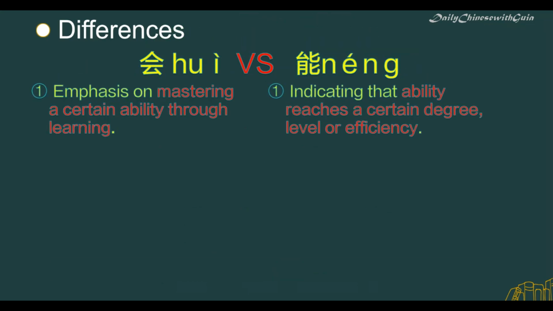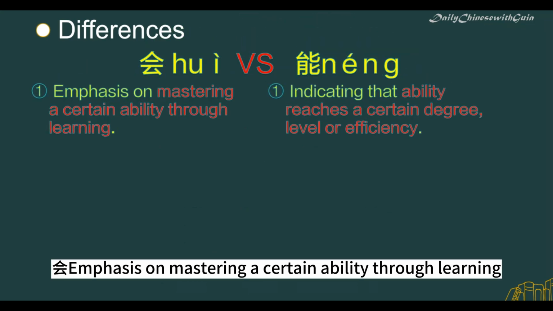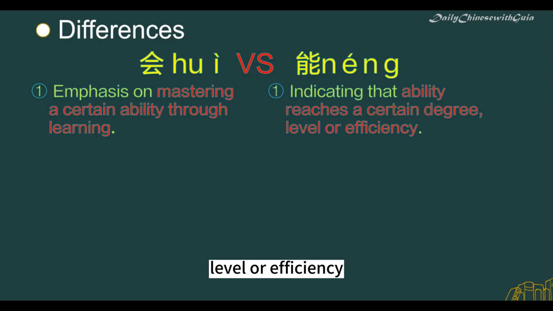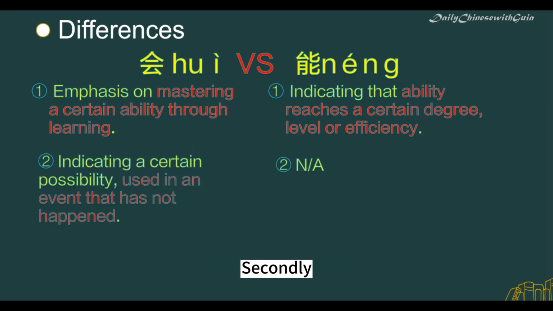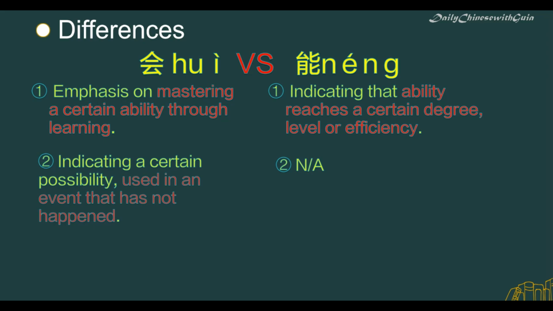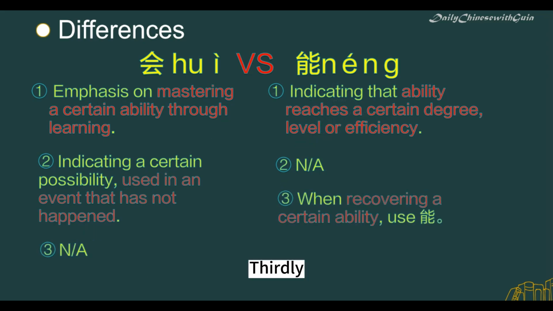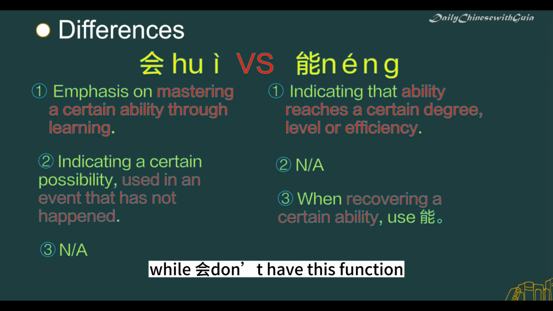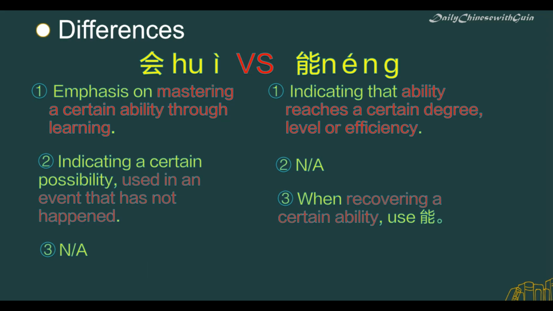Firstly, 会 emphasizes mastering a certain ability through learning, while 能 indicates that an ability reaches a certain degree, level, or efficiency. Second difference. 会 indicates a certain possibility in an event that has not happened, while 能 doesn't have this function. Okay, the third one, 能 can be used when mentioning recovering a certain ability, but 会 doesn't have this function.